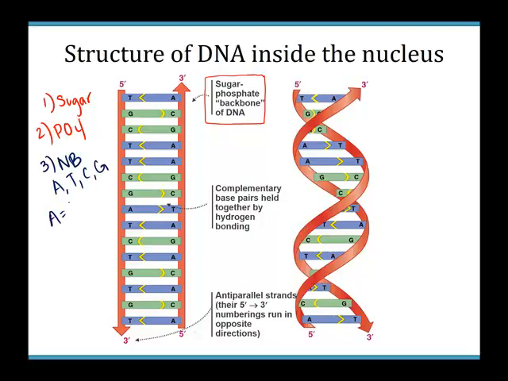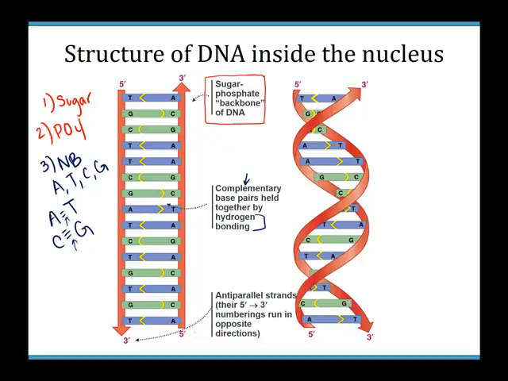A pairs to T, C pairs to G. The reason why I do 2 here and 3 here is because there's 2 hydrogen bonds that hold together A and T, and 3 hydrogen bonds that hold together C and G. So these base pairs, when they pair up like this, they're called complementary. Notice the spelling here with an E. Right, these complementary base pairs are held together by hydrogen bonding.